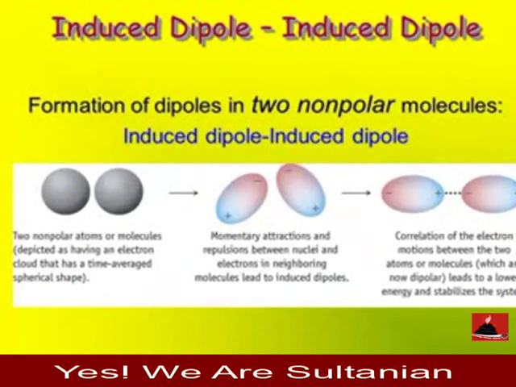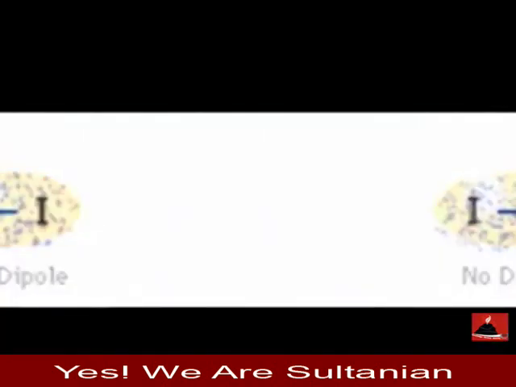The first kind of intermolecular attraction I'll explain is induced dipole-induced dipole. This occurs among nonpolar molecules. One molecule will induce a dipole on another molecule. In the molecule that is doing the inducing, a dipole in fact is created in that molecule.